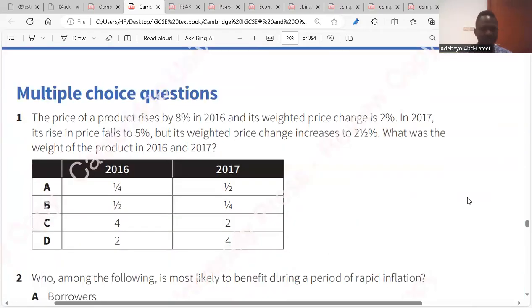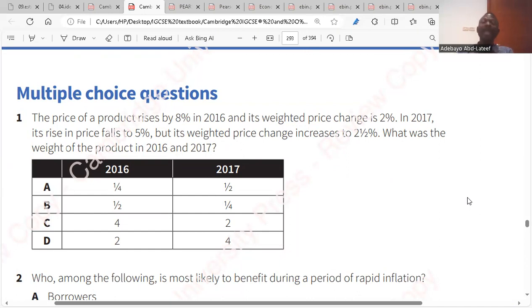They said the price of a product rises by 8% in 2016. Its weighted price change is 2%. Then the price falls to 5%, but its weighted price change increases to 2.5%. What was the weight of the product in 2016 and 2017? The product rises by 8%. That was 108. Yes, 108. And its weighted price was 2%. So 108 multiplied by this, divided by 100.